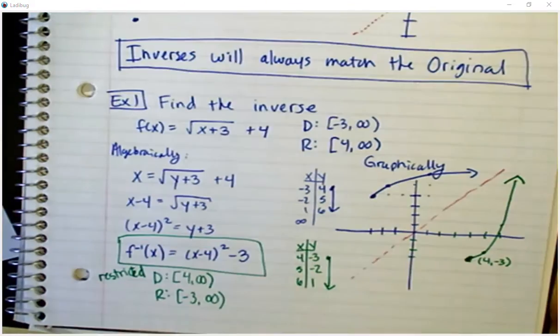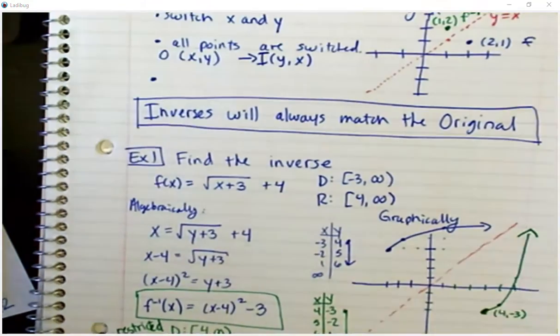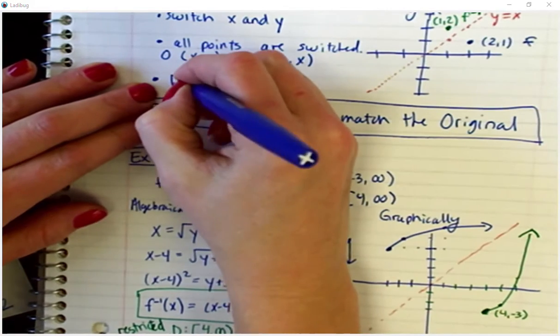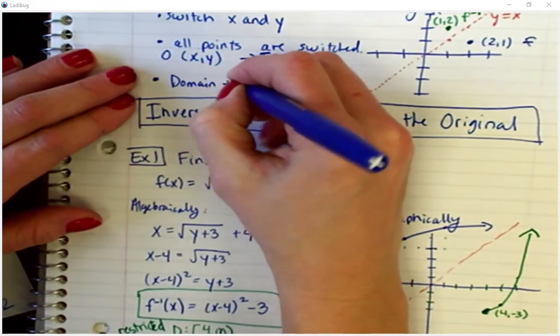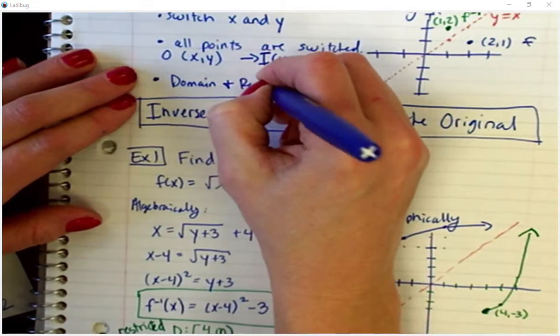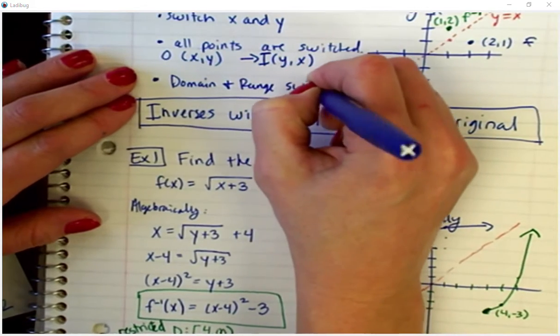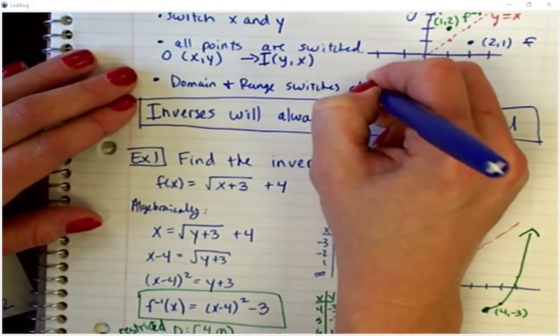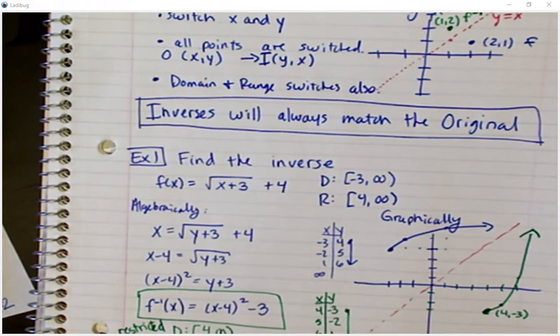Okay, and then for the last bullet up here, we are saying how the points will switch. Domain and range switches also. Domain and range switches also. Right? Everything about x's and y's will switch. Everything.